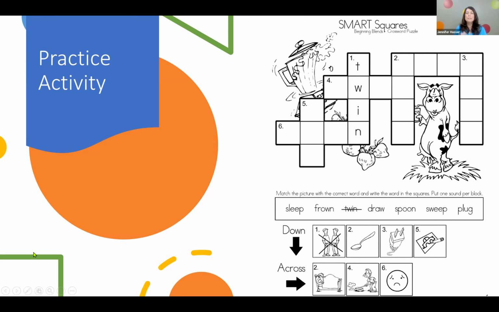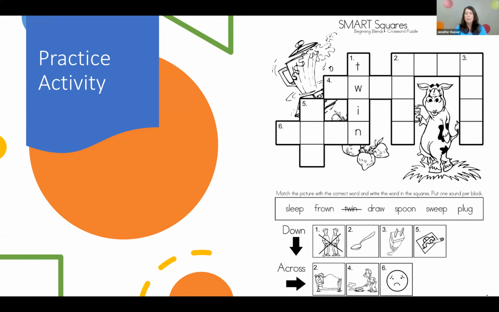So this is one of the activities I use after I teach this. I give them some things that they can practice doing it on. Well, I can't dictate for them all the time. I need some things for them to do.